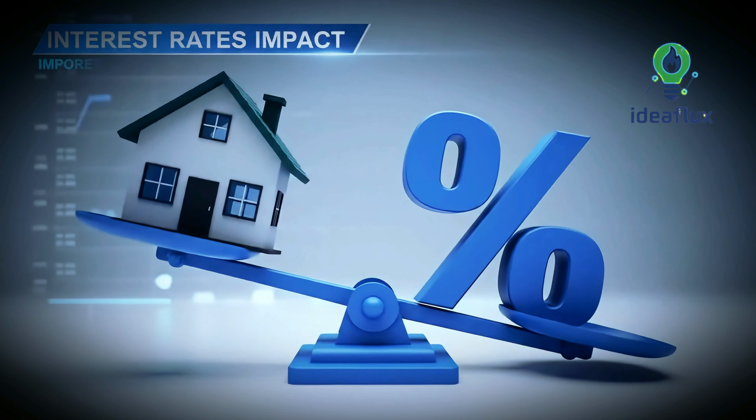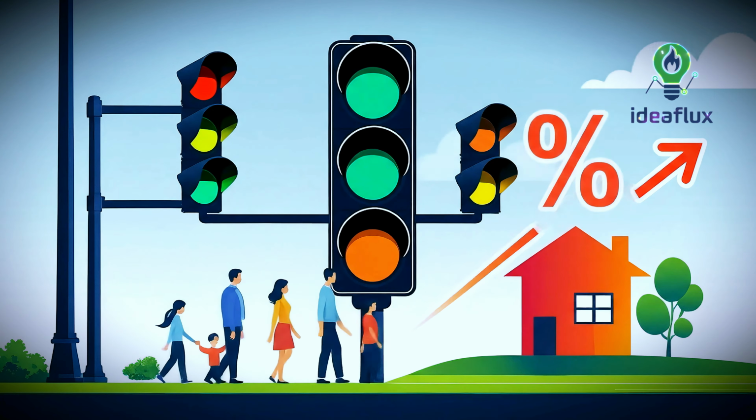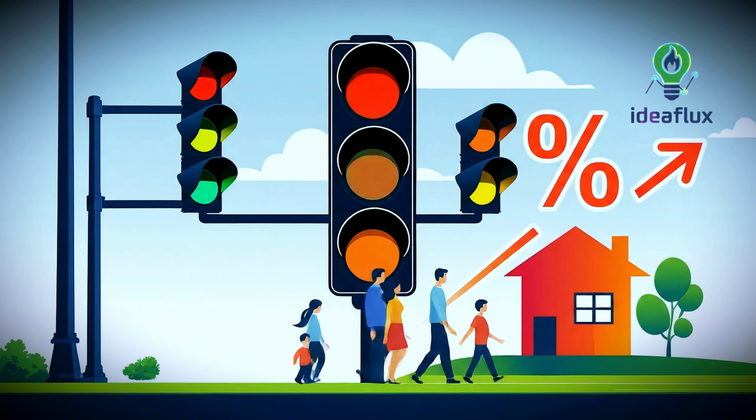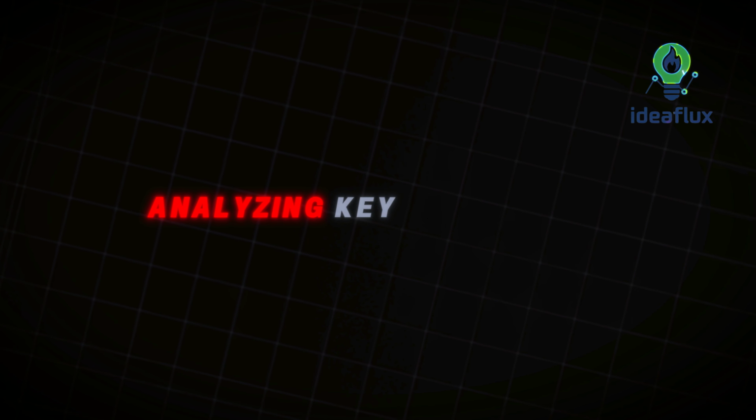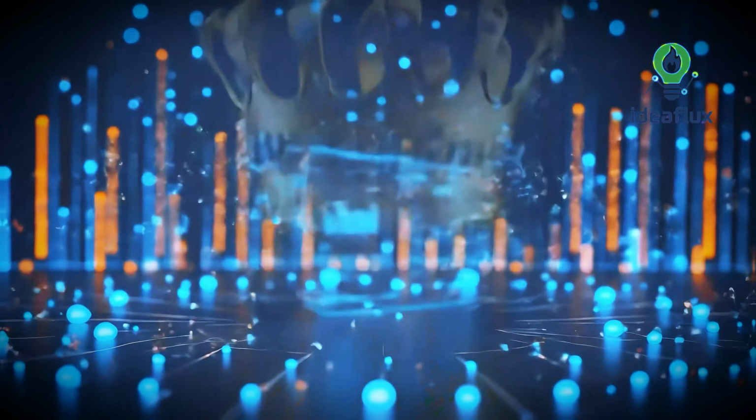Interest rates. Low rates are a green light for buyers. They make mortgages cheap and easy to get. High rates slow the market down. Analyzing key data points. Data is king. Now let's get into numbers.